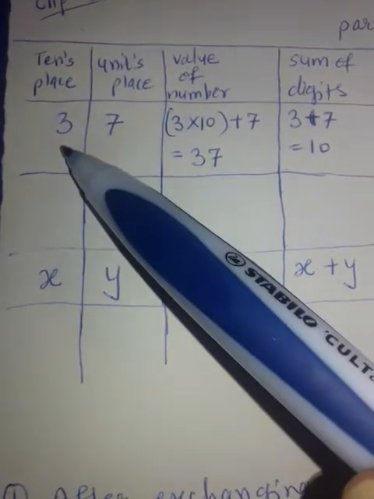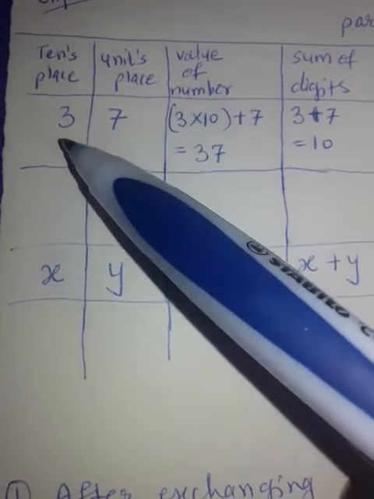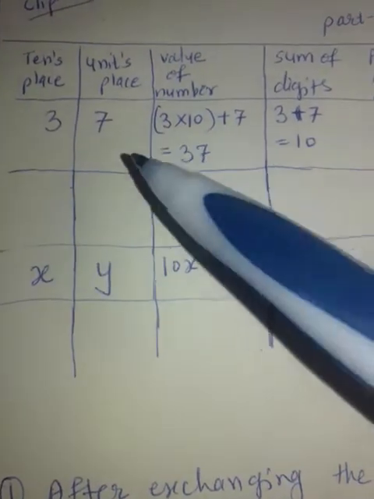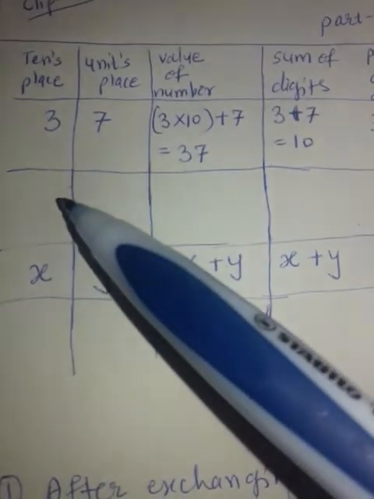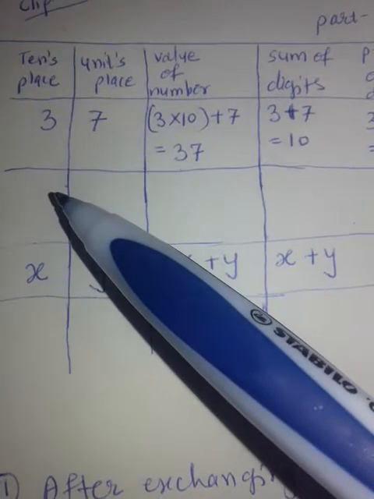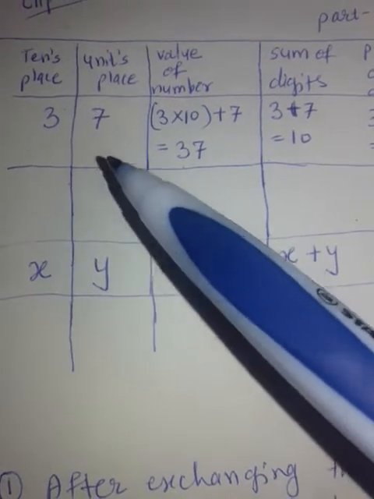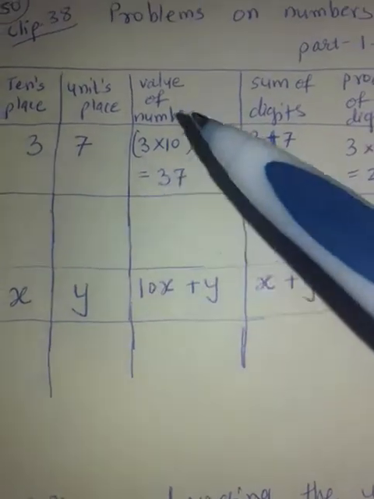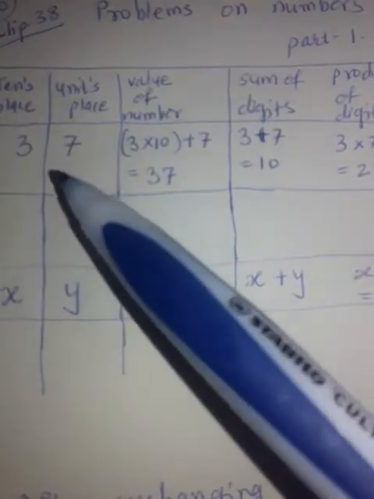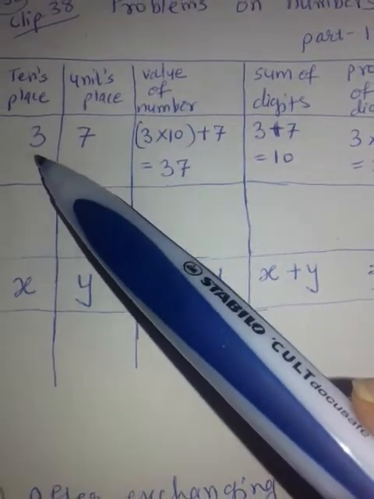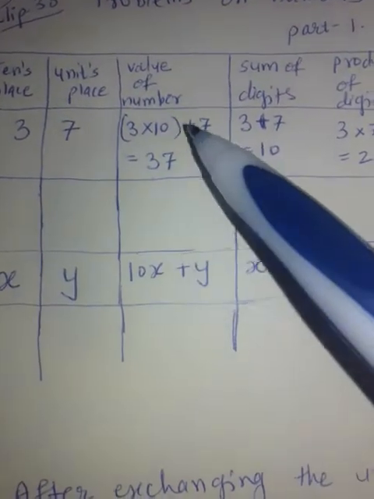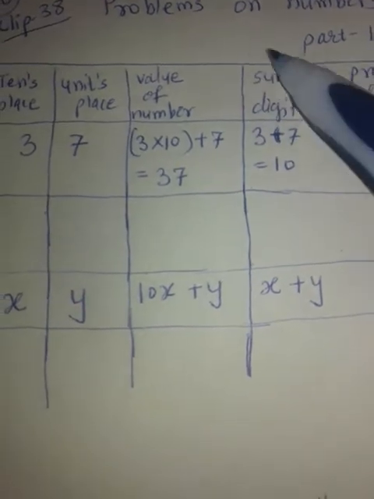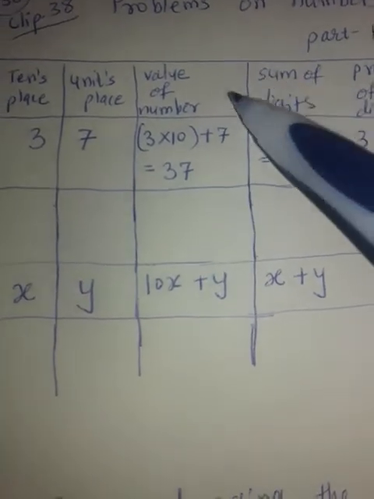37 is 3 into 10, that is the tens place digit multiplied by 10, and then I add the units place. Similarly, suppose it was 68, then what will you do? 6 is tens place, so 6 into 10, that is 60, and then you will add 8 and that's how it becomes 68, right? So the value of a number is arrived at by multiplying the tens place by 10 and then adding the units place. Clear?